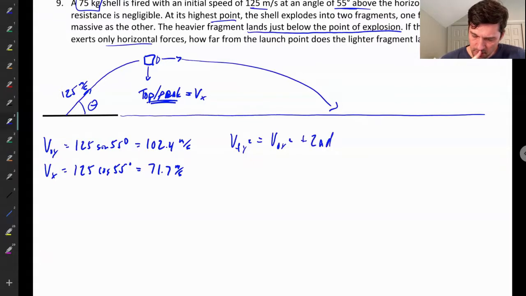Do we care about the distance? Might just be interested in the time, and that's all we need to know. Yeah, we really only need to know about the time.